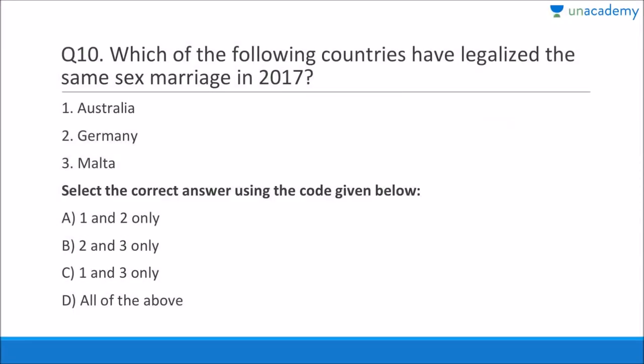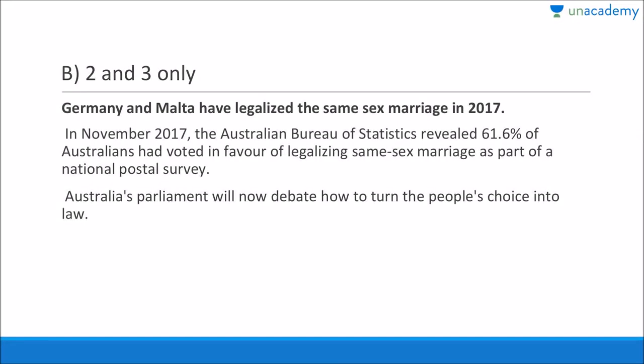And last question, which of the following countries have legalized same-sex marriage in 2017? So here the answer is Germany and Malta. So answer here is B, 2 and 3. So Germany and Malta have legalized same-sex marriage in 2017. And in November 2017, the Australian Bureau of Statistics revealed 62% of Australians had voted in favor of legalizing same-sex marriage as part of a national postal survey, and Australia's parliament will now debate how to turn the people's choice into law.